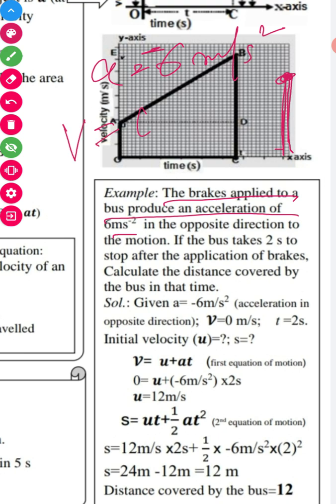So velocity becomes 0 meter per second. Time, how much time is taken? 2 seconds. The initial velocity u is unknown. We have to calculate the distance covered, s. For that we have the formula. We have to find s first.